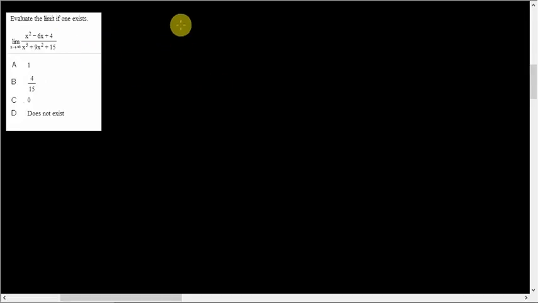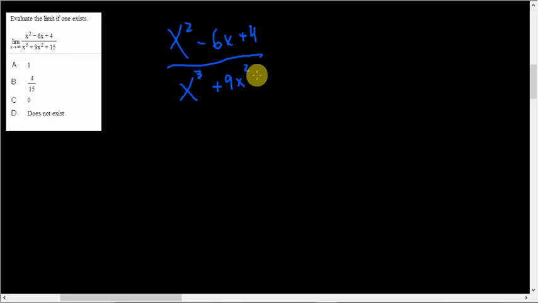Let's see. I'm just trying a different color because the other one I was using gets pretty old. So, x squared minus 6x plus 4 over x to the third plus 9x squared plus 15, the limit as x approaches infinity.